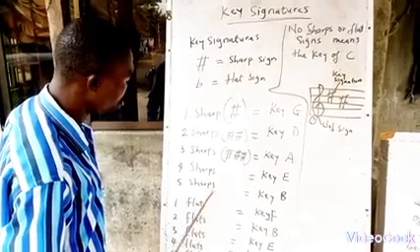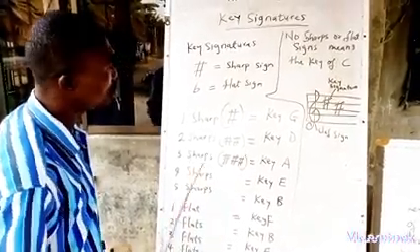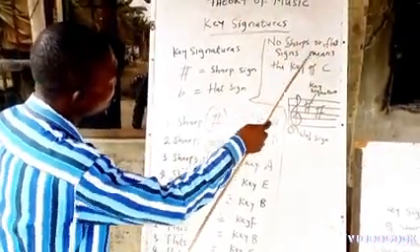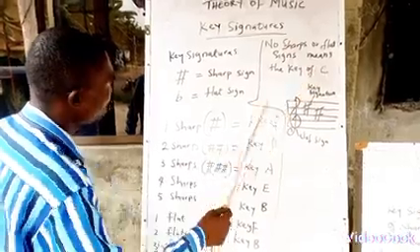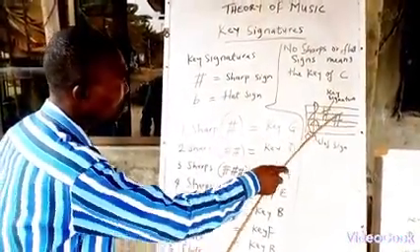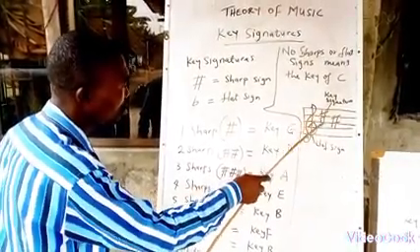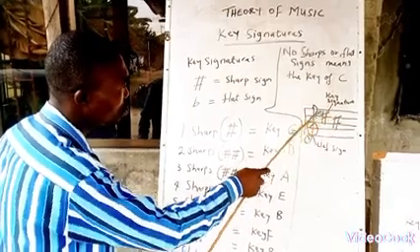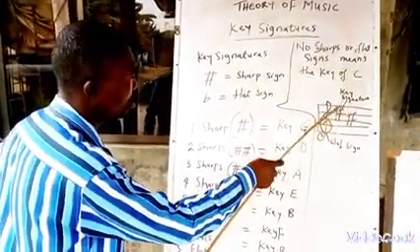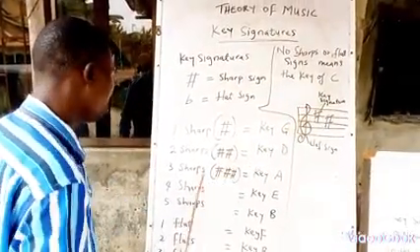No sharp or flat sign means the key of C. That is, a piece of music in the key of C has none of these at the beginning of the staff. So everything here will be free. That is, it will be empty of any sign. So it means that you are working on the key of C.